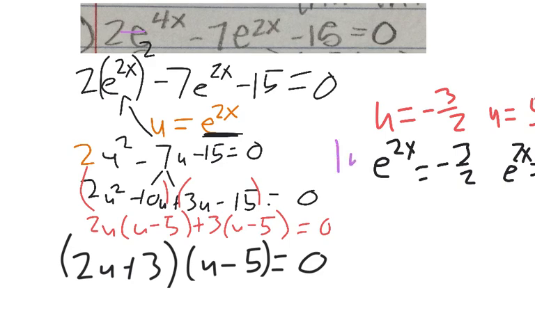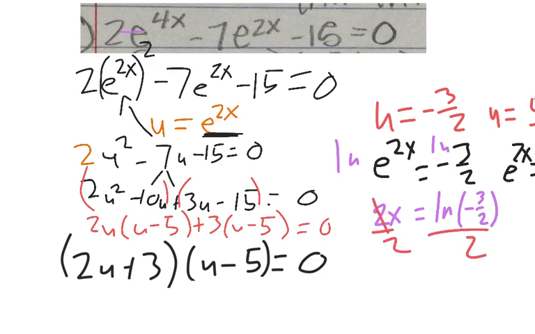So for me, I would take a natural log of both sides. Be good with that? You could rewrite it. You could take exponential to logarithmic. That's an option. Me, I just log both sides. That's the way I learned to do it. So that's 2x equals the natural log of negative 3/2. Again, I don't know. I'm trying to gauge. I haven't been here for a while. Divide by 2. So there's the first one.